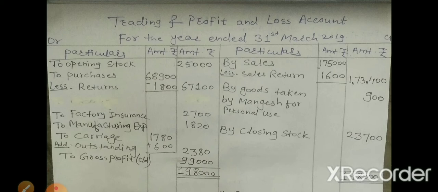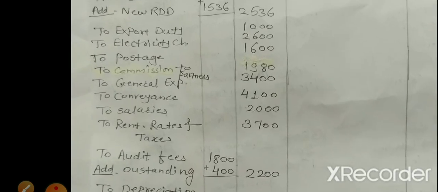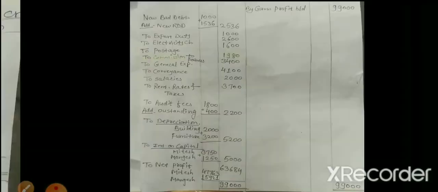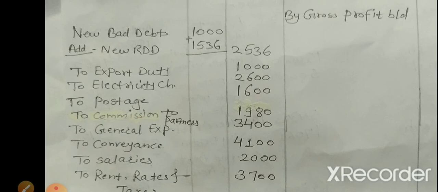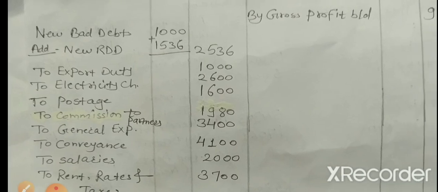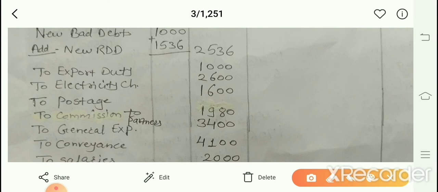Now this is our profit and loss account. See the debit side of profit and loss account first. New bad debts, as per our adjustment we have written. In that we have added new RDD. Total loss on bad debts is 2,536. So this is the loss on bad debts.